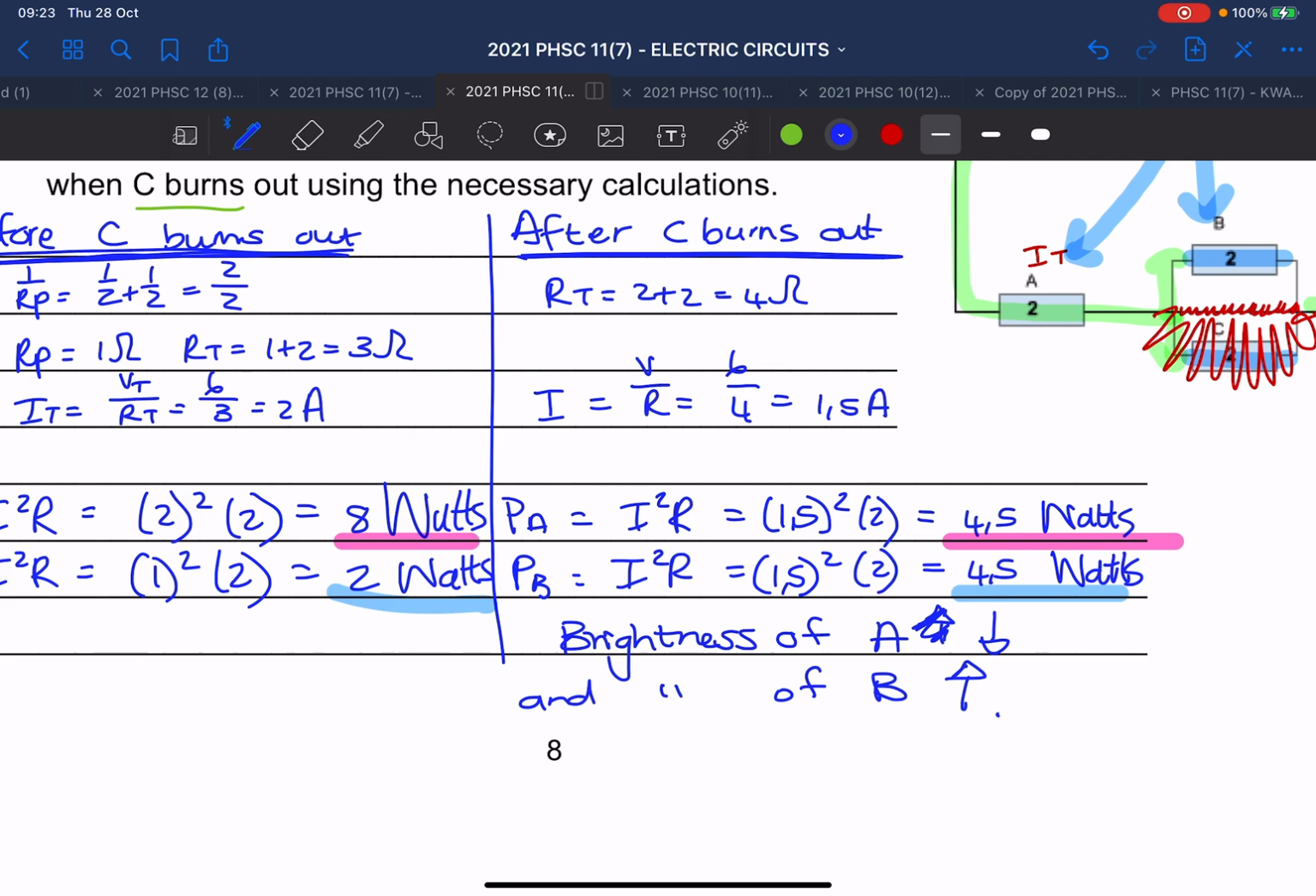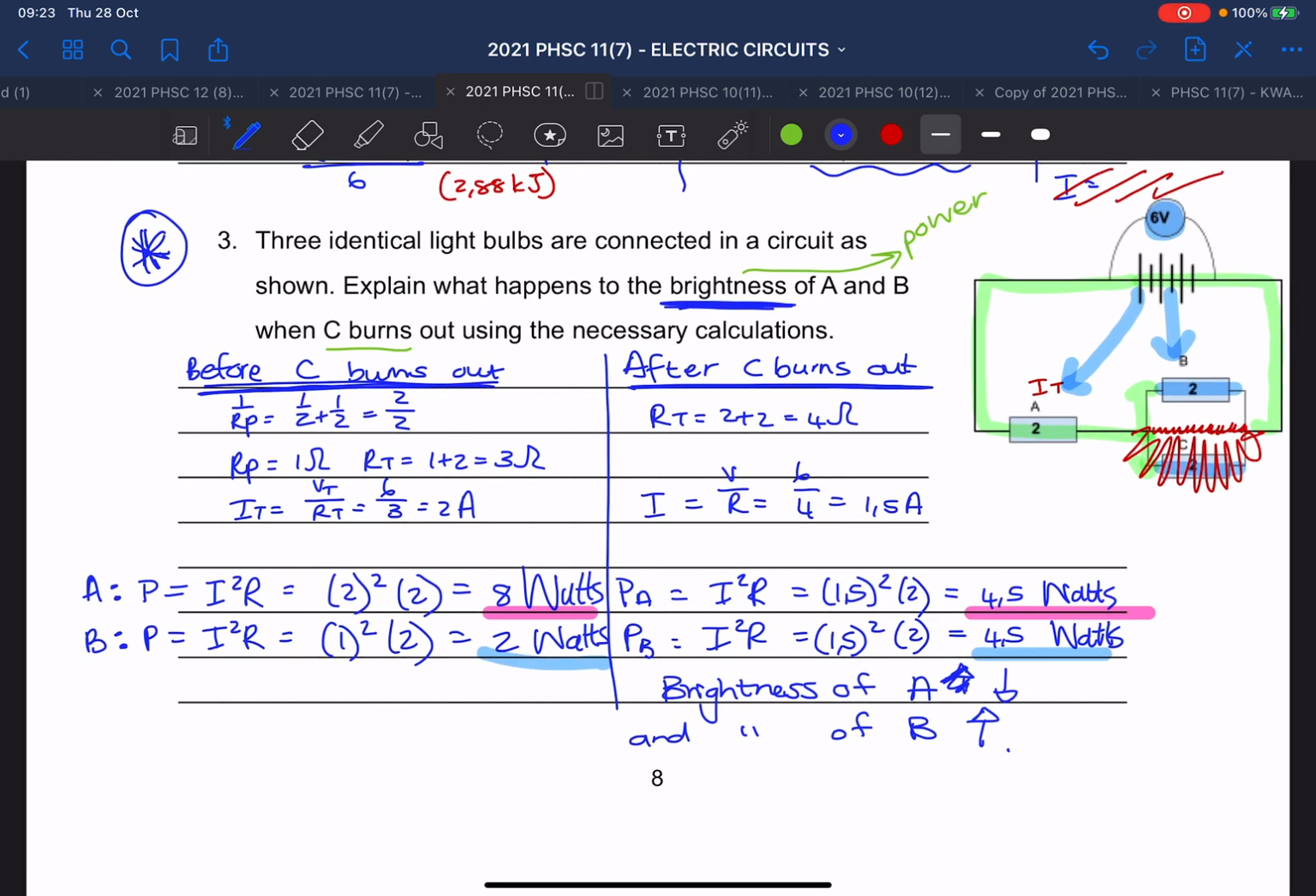Okay, now this, like I said, was a long calculation. In an exam, just finish writing.